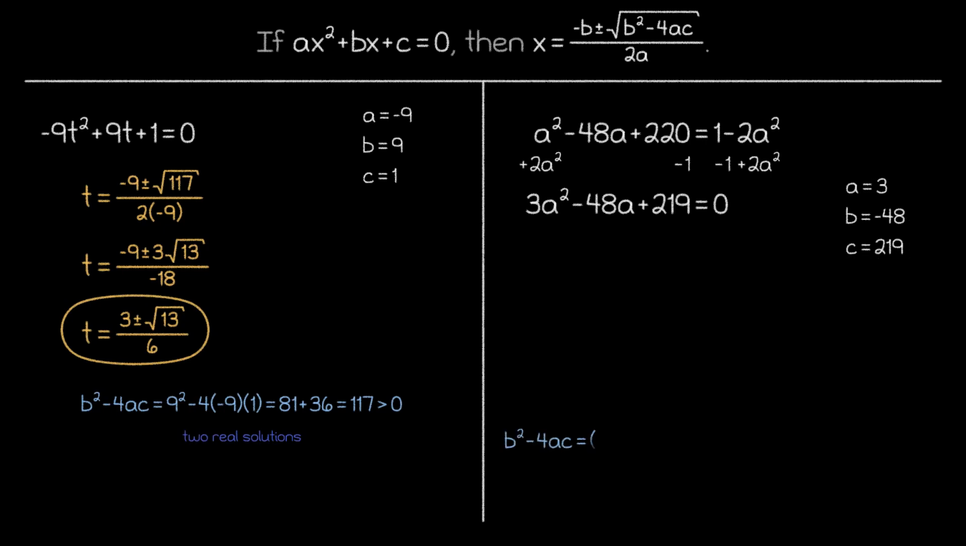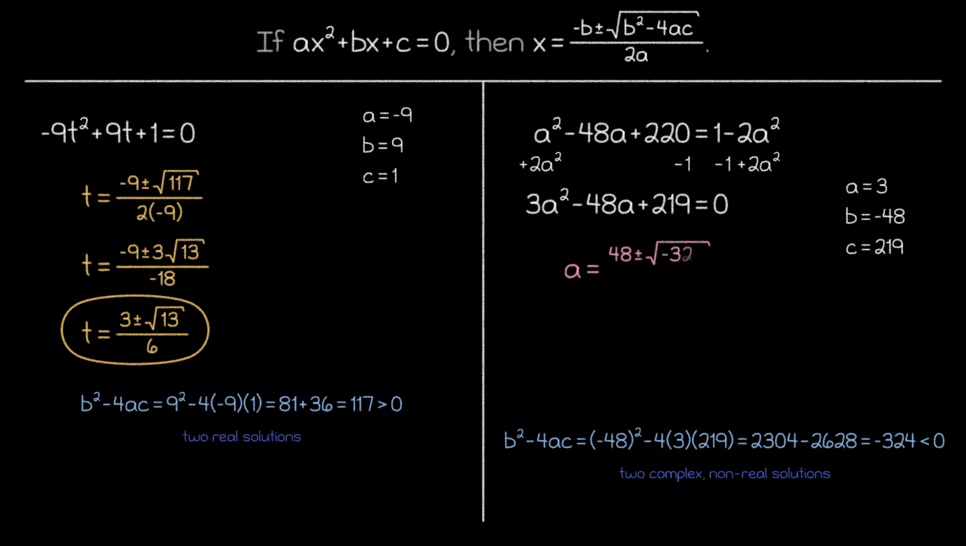Then, let's calculate the discriminant, which we'll eventually see is negative. This means that we'll have no real solutions to our equation, but we'll instead have two complex and non-real solutions. Now, we're ready to actually calculate those solutions, and they end up being these numbers, which we can simplify this way.